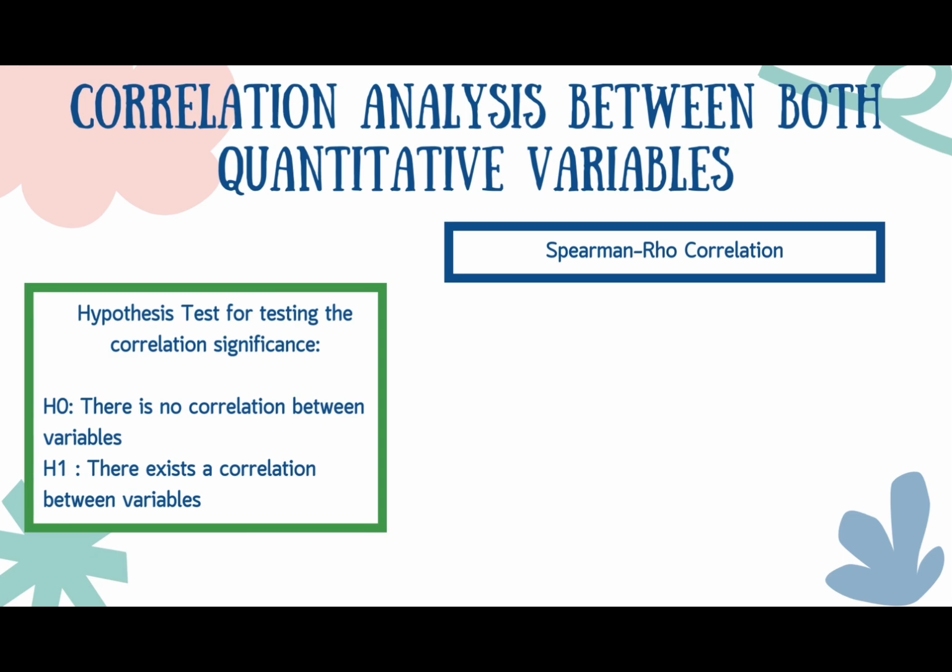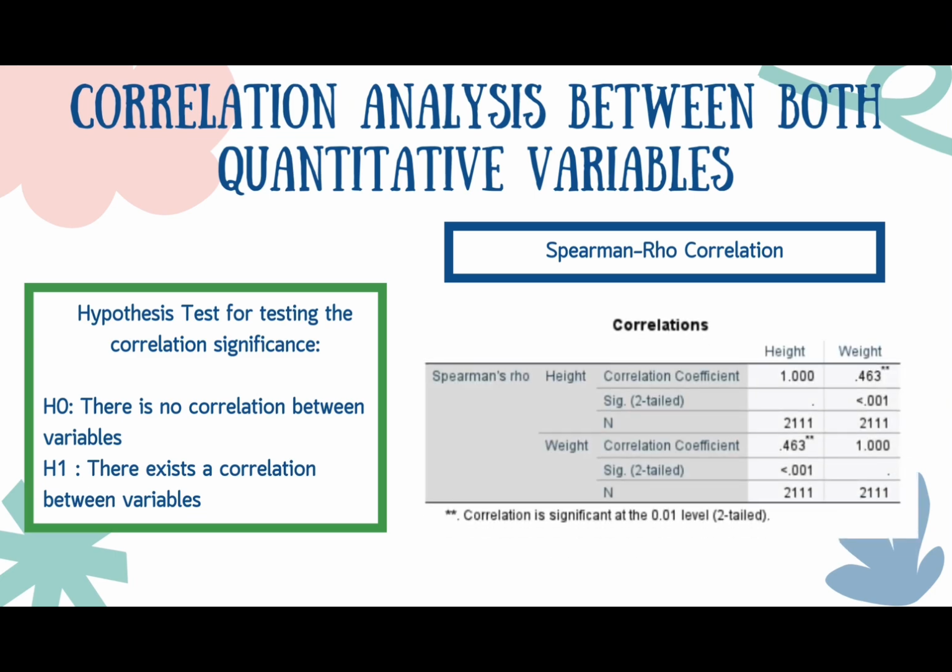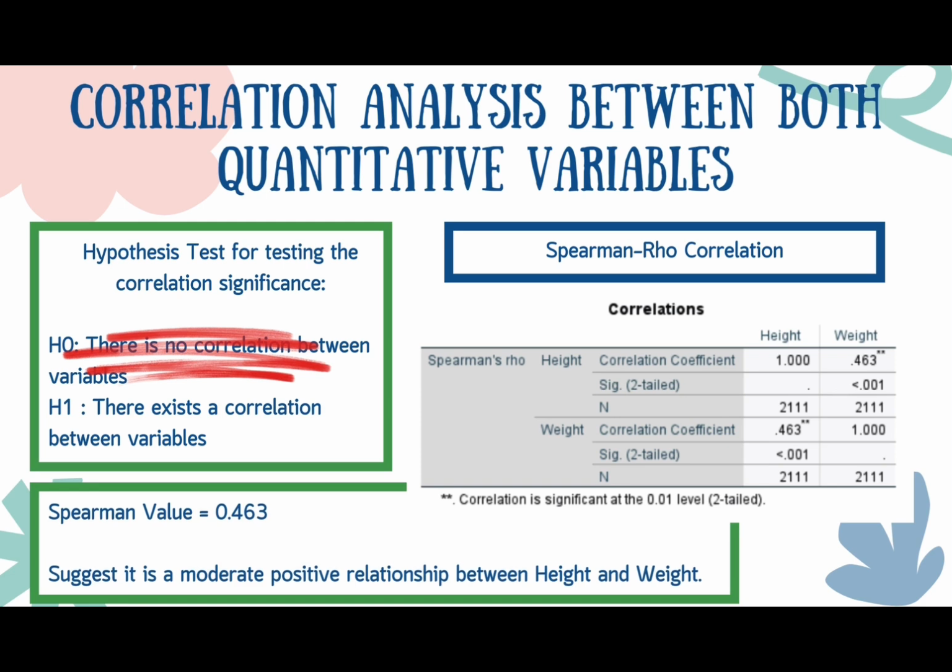Hypothesis testing for correlation significance. Null hypothesis is equal to there is no correlation between the variables. Meanwhile, alternative hypothesis is equal to a correlation exists between the variables. As shown in figure, the p-value is less than 0.001, which is smaller than the significance level where alpha value is 0.05. Therefore, we reject null hypothesis, indicating a significant correlation between height, in meters, and weight, in kilograms. The Spearman-Rank correlation is 0.463, suggesting a moderate positive relationship between height and weight in this dataset.